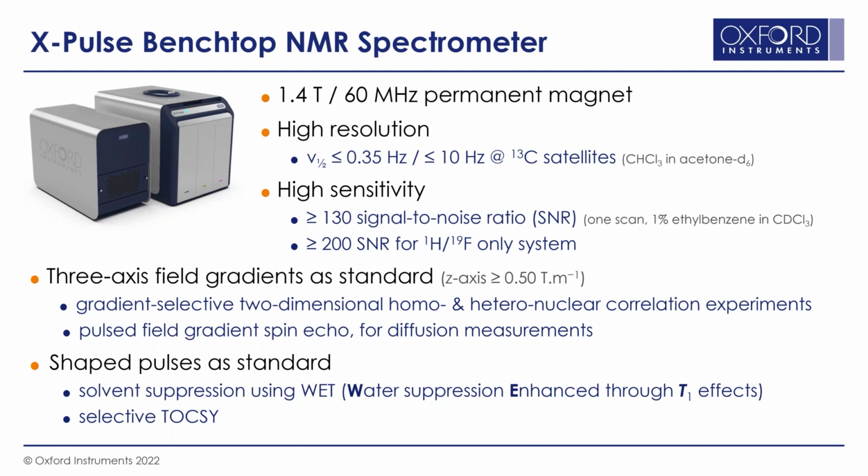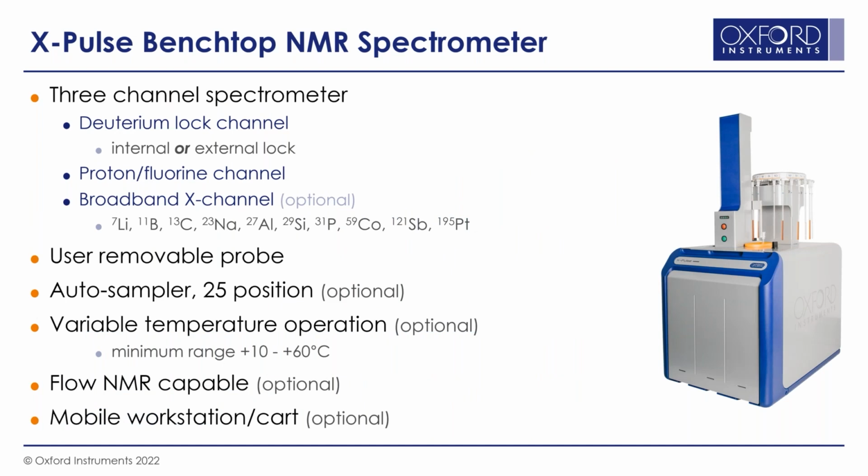Additionally, the X-Pulse comes with field gradients and shaped pulses as standard, allowing for a range of advanced experiments to be performed, many of which we'll discuss today. Like most modern high-field instruments, X-Pulse is a 3-channel spectrometer. This means it can simultaneously excite and/or observe 3 different nuclei.